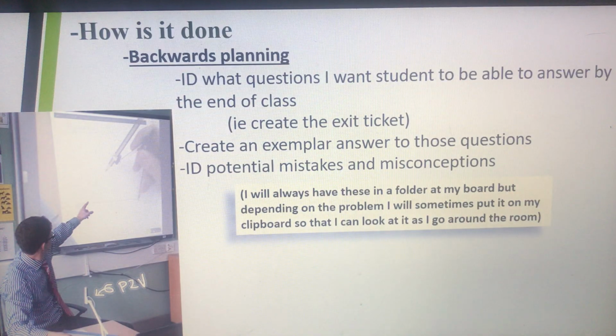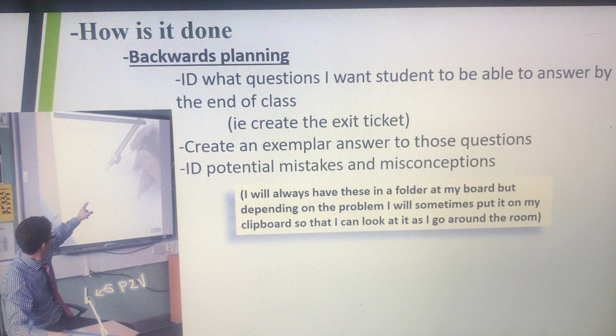So how's it done? Backwards planning. I think great instruction really starts with backwards planning. You need to know where you're trying to go in order to help students get there. So step one, identify what questions you want students to answer, i.e., you need to create your exit ticket, right? Once you have your exit ticket, you also need to know what does a great response look like. So you create your exemplar.